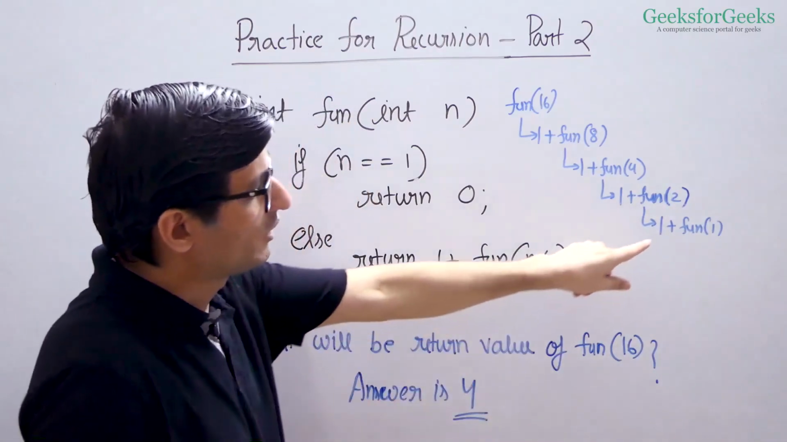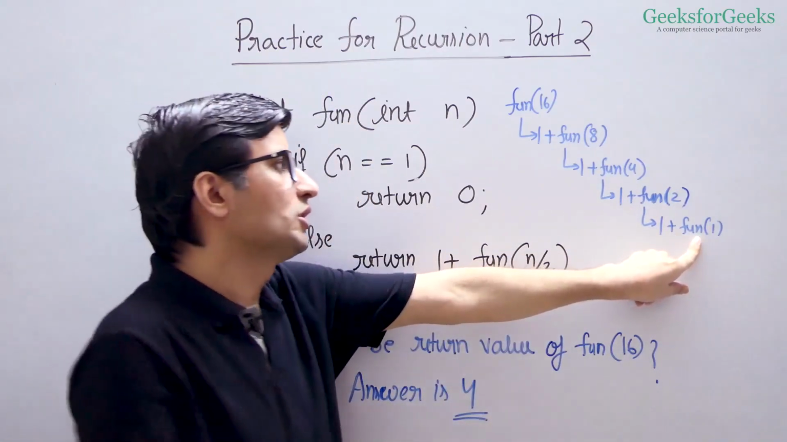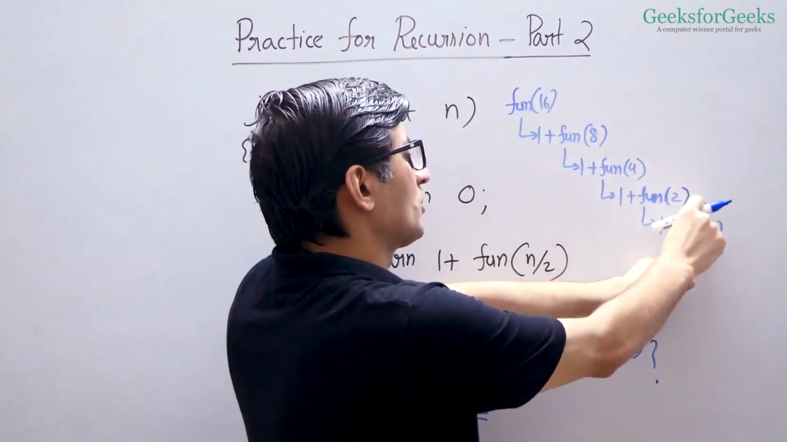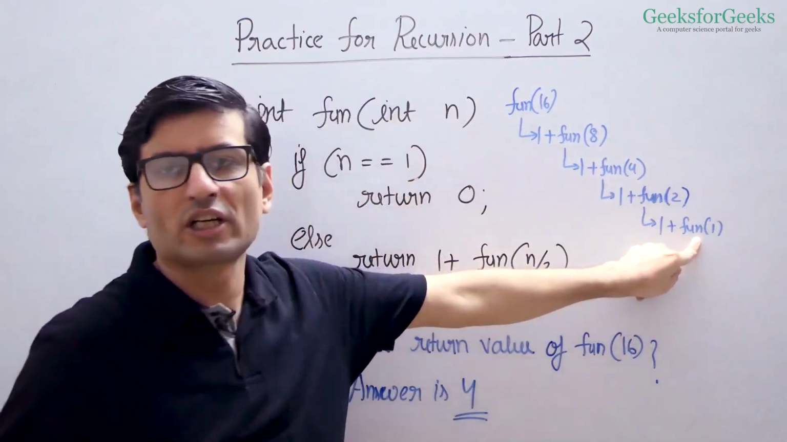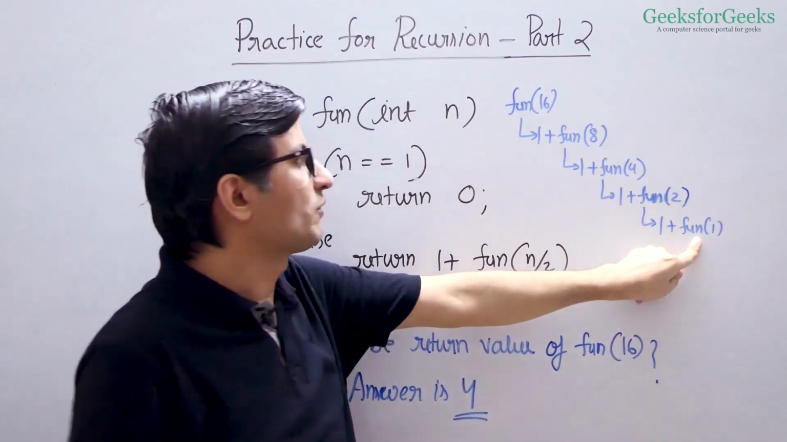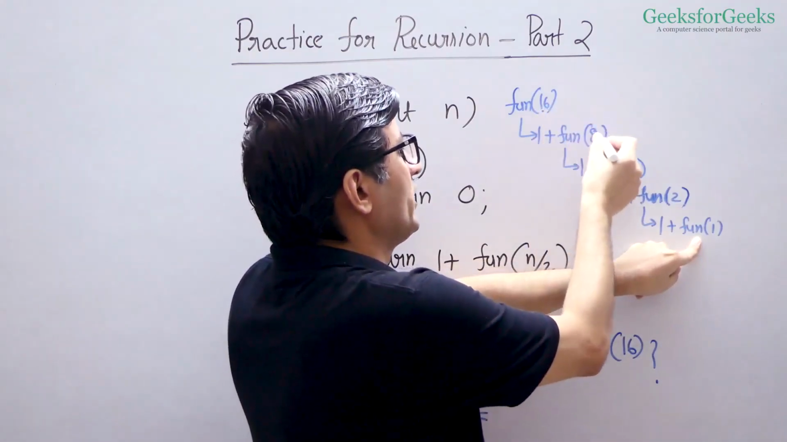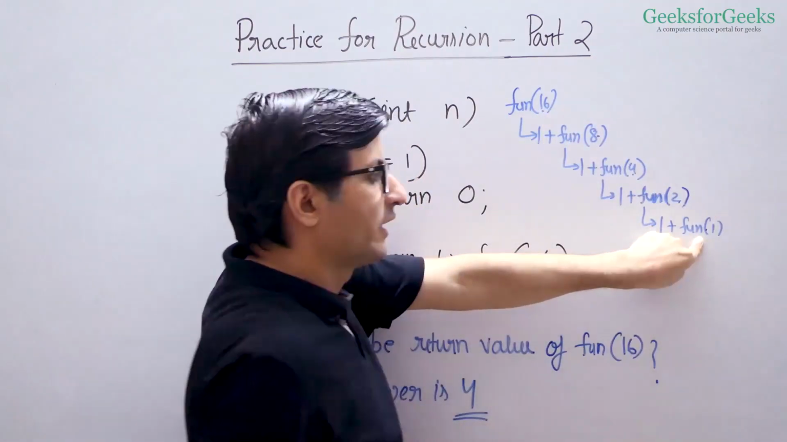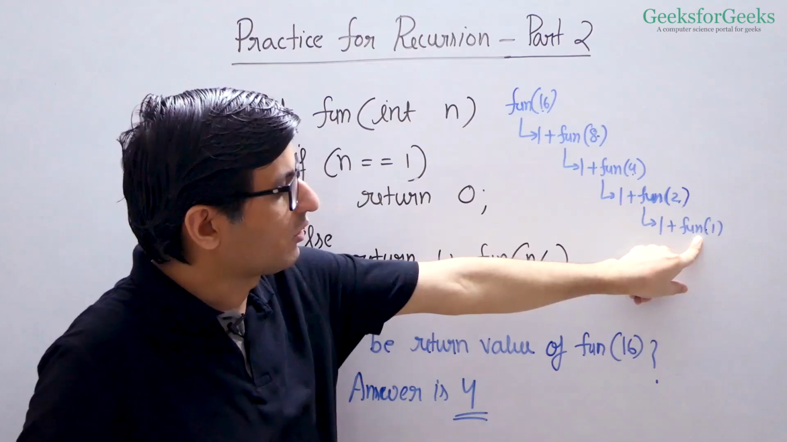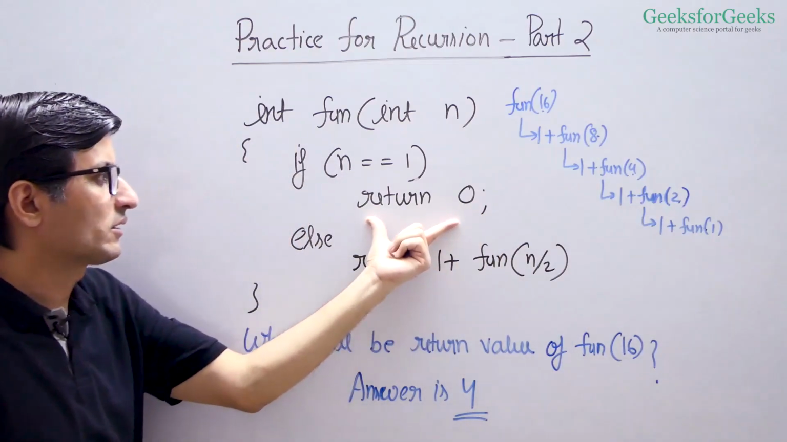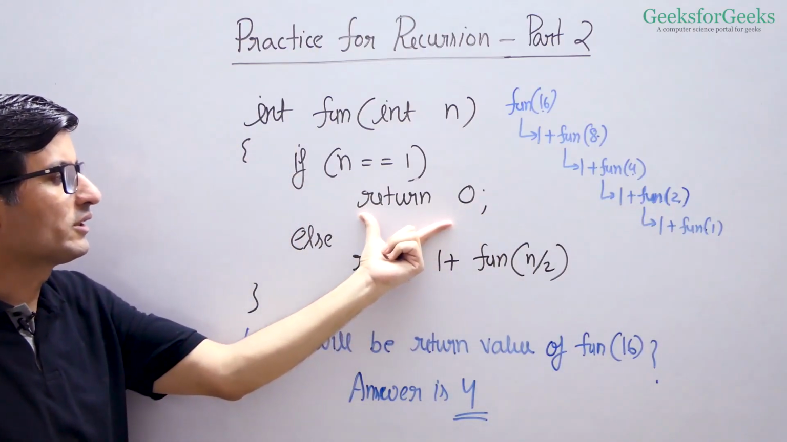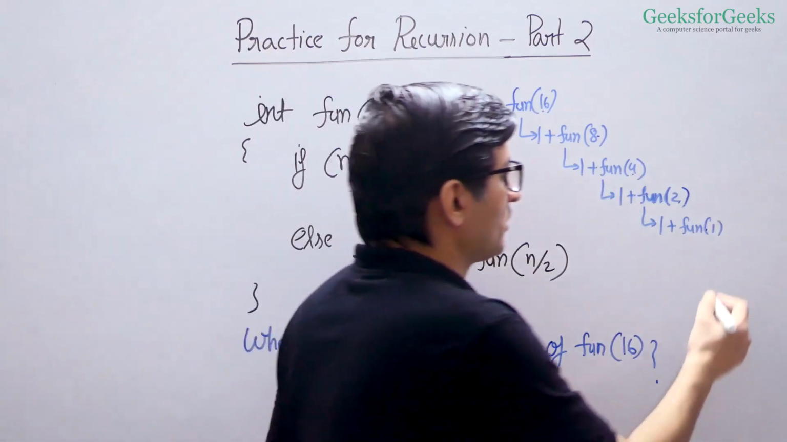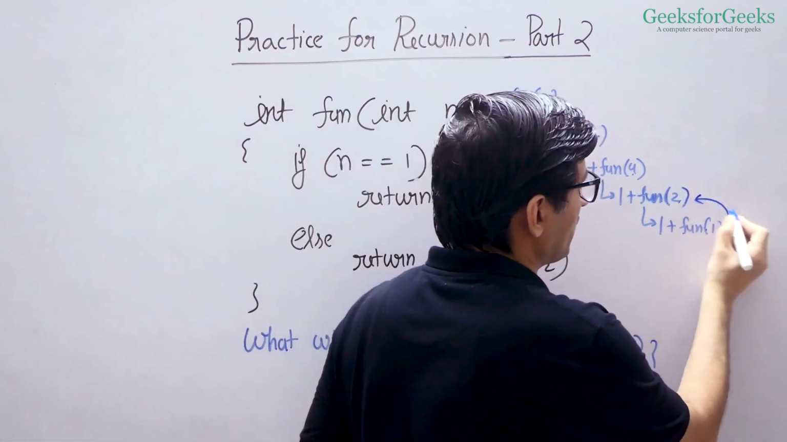When these calls happen, all these functions are in the function call stack waiting for their child calls to finish, right? So your function call stack now contains 16, 8, 4, 2 and 1. And now this call goes into the base case, right? And it returns 0 to its parent. So its parent gets the value 0.